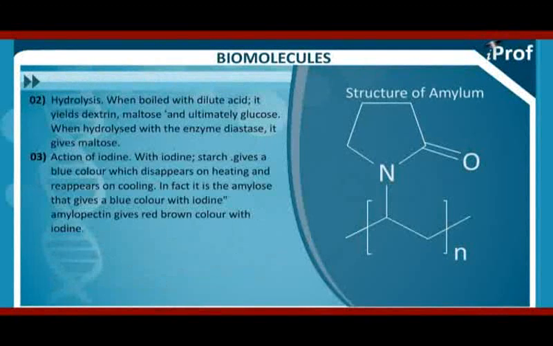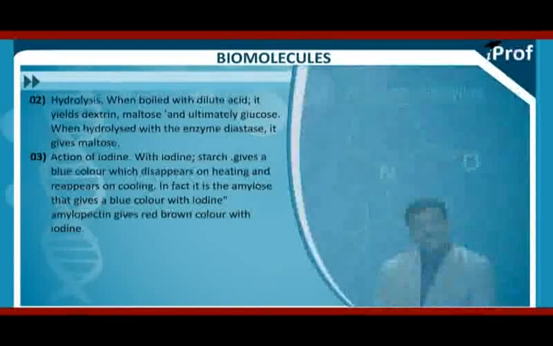The hydrolysis: when boiled with dilute acid, it yields dextrin, maltose and ultimately glucose. When hydrolyzed with the enzyme diastase, it gives maltose. Action of iodine: starch with iodine gives a blue color which disappears on heating and reappears on cooling. In fact, it is the amylose that gives a blue color with iodine. Amylopectin gives a red-brown color with iodine.